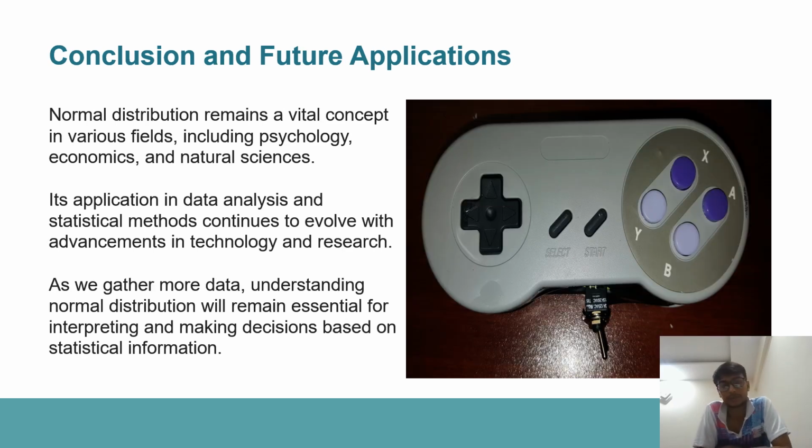Conclusion and future application. Normal distribution remains a vital concept in fields including psychology, economics, and natural sciences. Its application in data analysis and statistical methods continues to evolve. Normal distribution and research: as we gather more data, understanding normal distribution will remain essential for interpreting and making decisions based on statistical information.